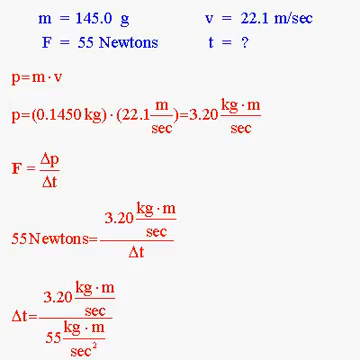And if I replace newtons with the proper definition, kilogram meter per second squared, you'll see that the kilograms cancel and one of the seconds cancel. Finally, the meters cancel as well, and I'm left with a unit of seconds, which is good because I'm solving for time. And the numbers work out to 0.058. So it takes the baseball player 0.058 seconds in order to stop the ball.